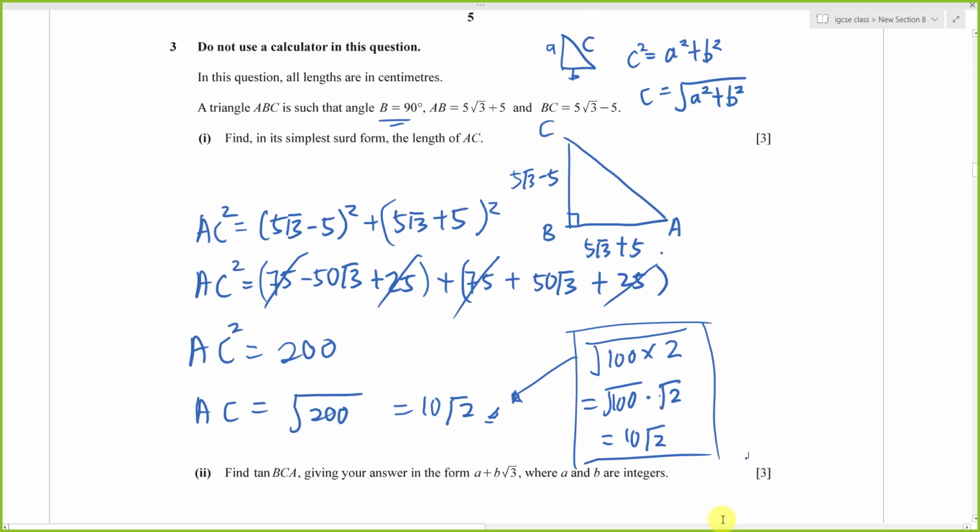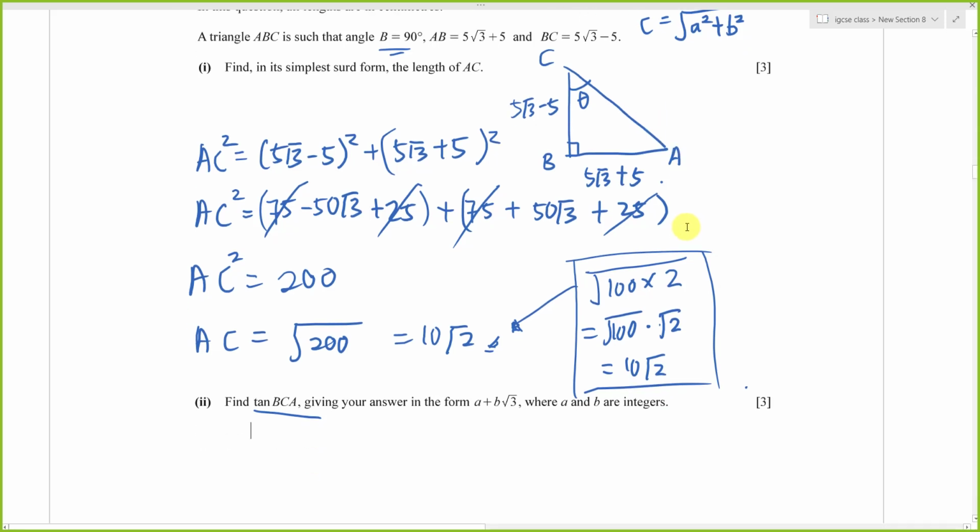Alright, find the tangent BCA. Give your answer in that form, and A and B are constant. So yeah, where is the BCA? They ask about this angle, right? Do the question say tangent? Yeah, they ask about tangent. Then I don't need the answer from part 1.